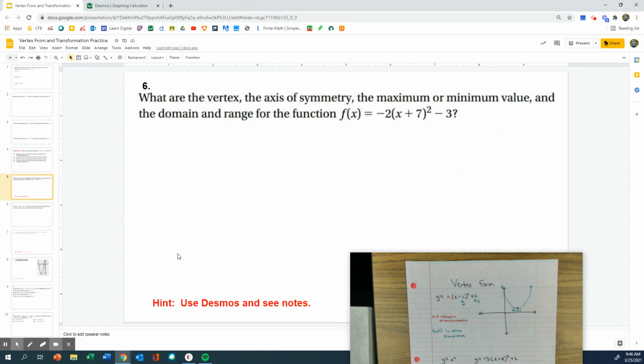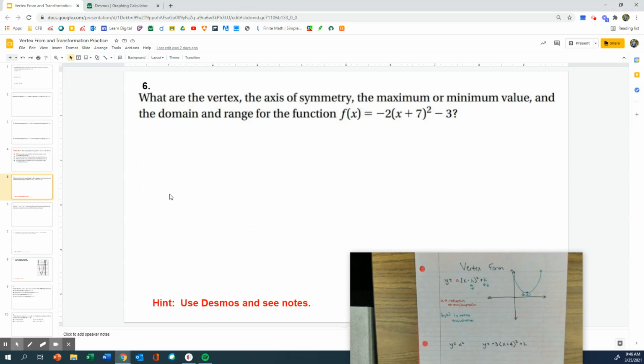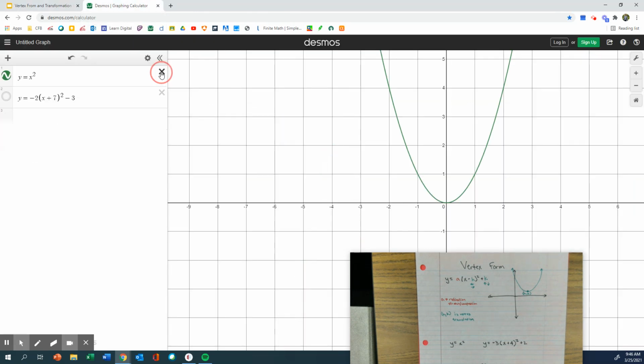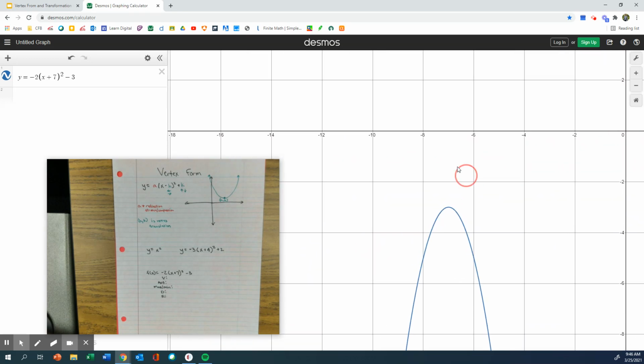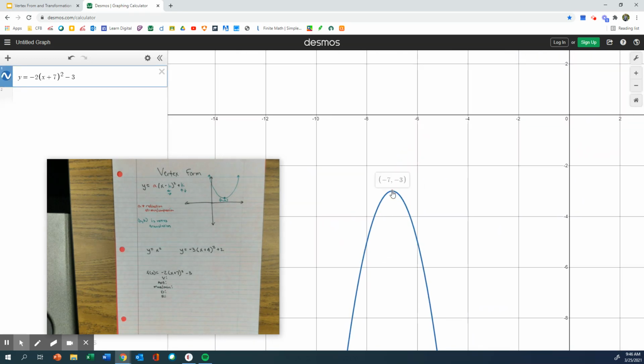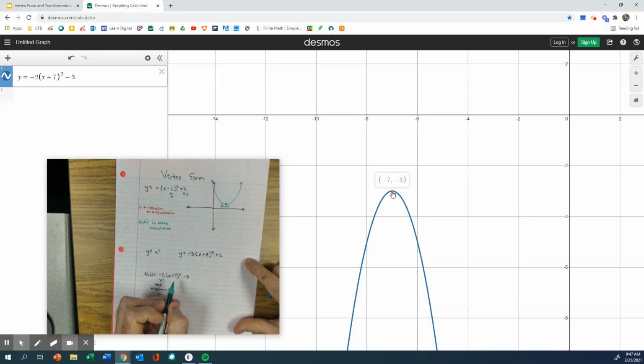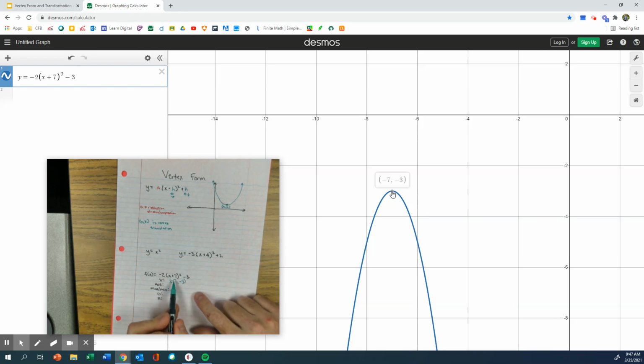Question number 6 here, it's talking about negative 2, and we're looking at this equation here, and we're looking for the vertex, axis of symmetry, min, max, and domain and range, okay? So let's look at this question real quick. And it's right here, okay? And as we know, this is our vertex, so we can write that down, right? Our vertex is negative 7, comma, negative 3, okay? It's also in our equation, right? We just have to flip that sign.